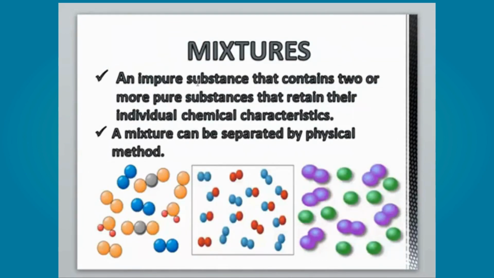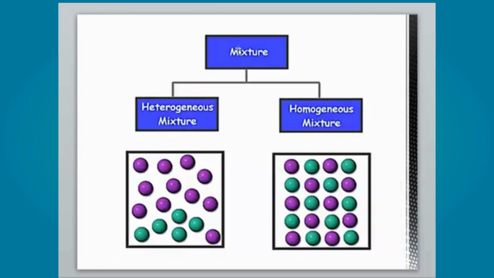Mixture. An impure substance that contains two or more pure substances that retain their individual chemical characteristics. Means they are physically mixed, but chemically they do not mix. A mixture can be separated by physical methods. Here is an example of a mixture. We observe a molecule having similar type of element, a molecule having different type of element, and these are the mixture of different molecules and compounds.